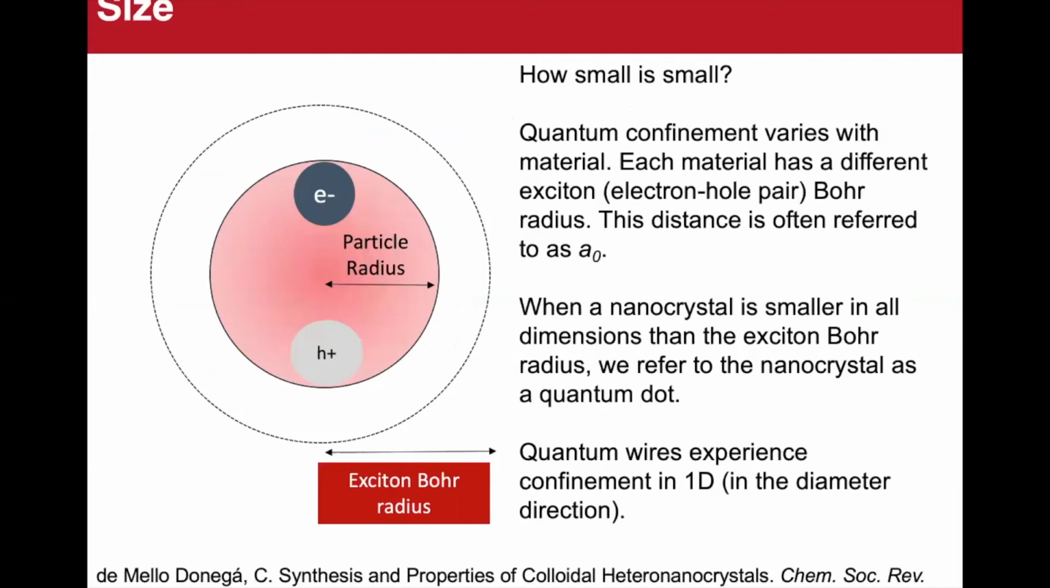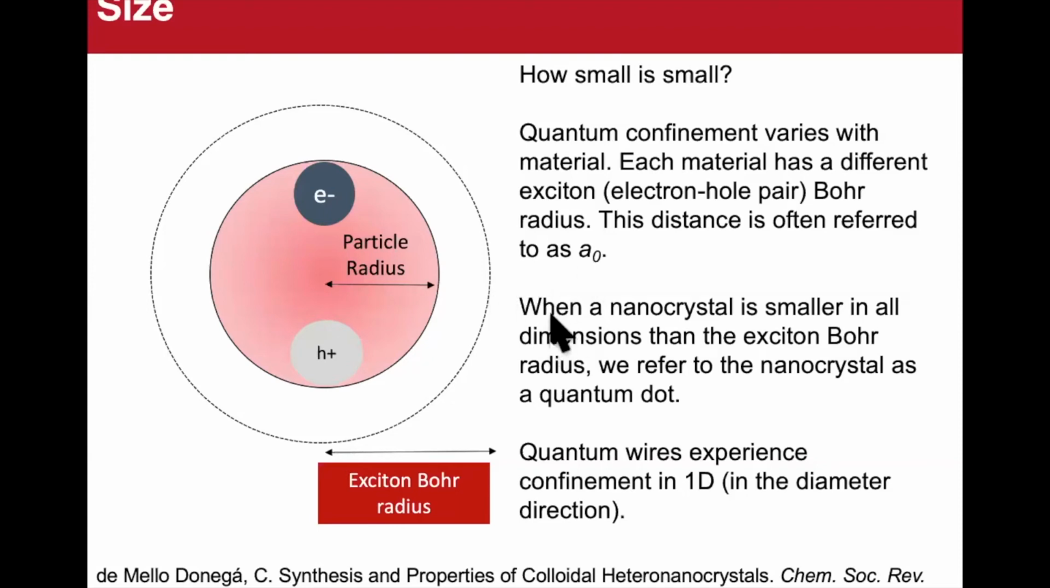So what is this quantum confinement? How small is small? Well, quantum confinement varies with each type of material. Here we're focused on cadmium selenide, but if we were discussing cadmium telluride or other semiconductors, they would have a different exciton Bohr radius, or the electron-hole pair radius. And this distance is referred to as a knot.